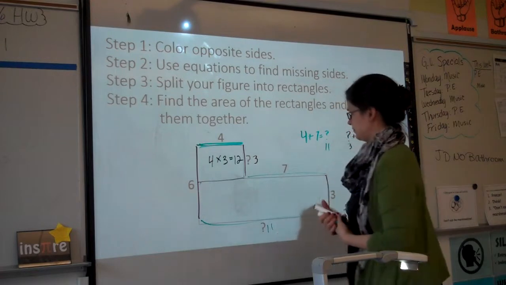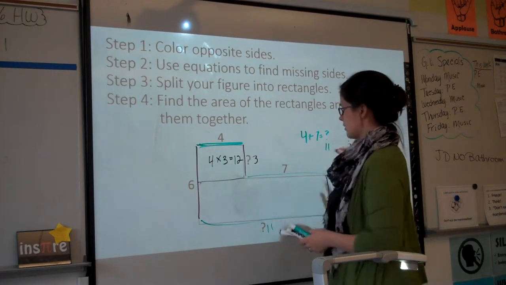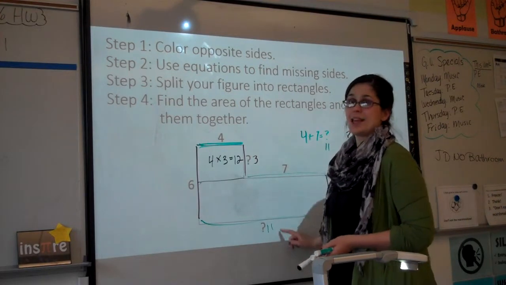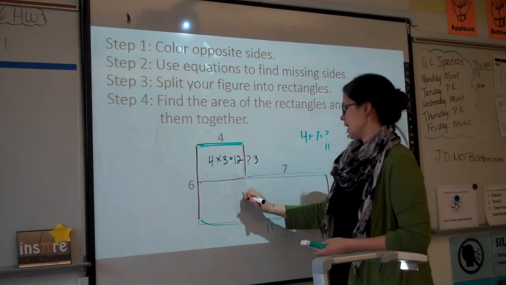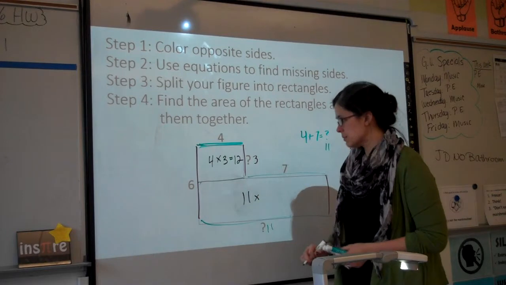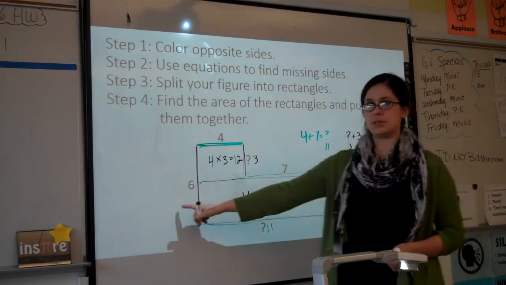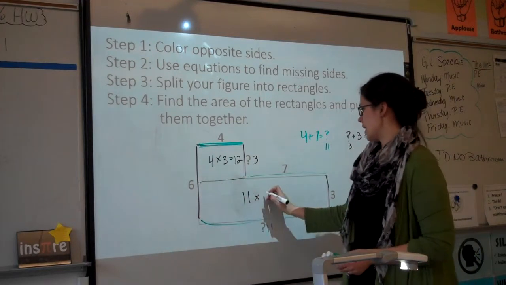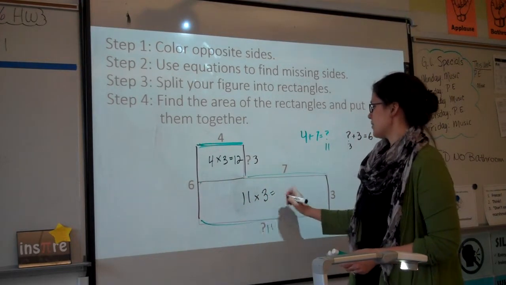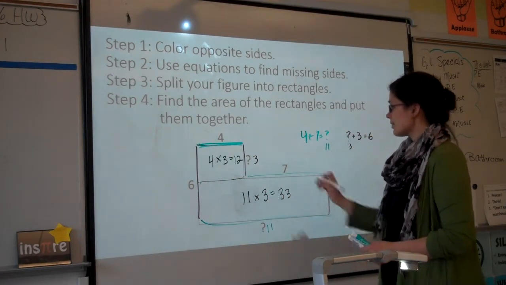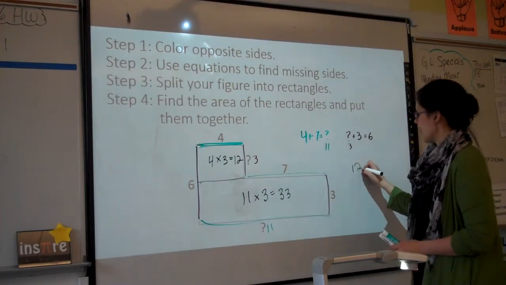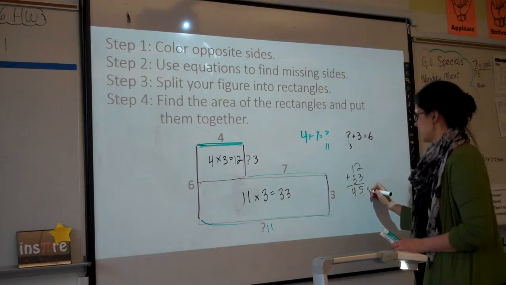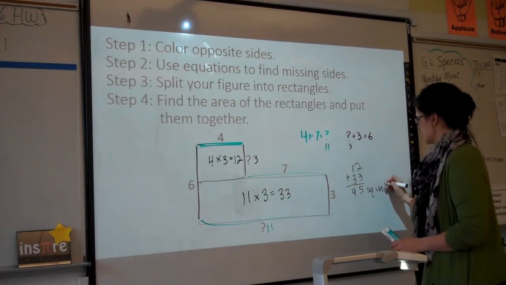Now we'll do this shape. I want the whole length. This isn't the whole length. This is just part of the length. So I'm going to use the 11. 11 is the whole length times, again, I have to choose between 6 and 3. I'm going to choose 3 because 6 is that whole side. 11 times 3 is 33. Now I add that together. 12 plus 33 equals 45 square units.